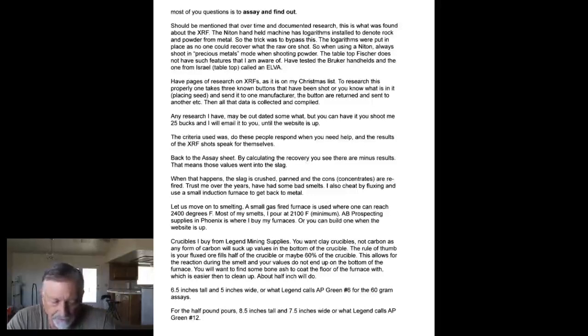I'll give you that again. 6.5 inches tall and 5 inches wide, or what Legend calls AP green number 6, for the 60-gram assays. And you can reuse those crucibles 3 or 4 times, 5 times. You just pay attention to that notch and see how much is being eaten out of your crucible each time. For half-pound pours, 8.5 inches tall and 7.5 inches wide are what Legend calls AP green number 12.